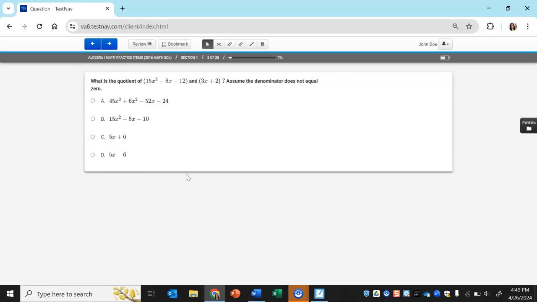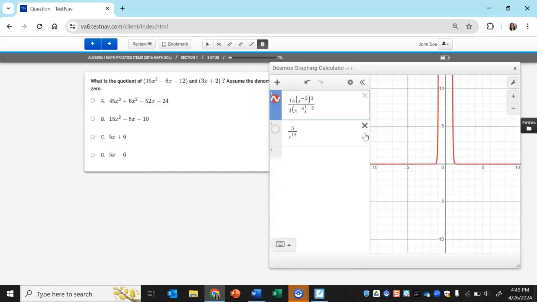All right, question number 3. What is the quotient? So the word quotient here means division. Okay, so what is the quotient? So there's a lot I can do with this problem. I'd have to factor this out, but I'm going to go ahead and show you guys how to do this in Desmos. We practiced a bunch of these in class as well, but I will show you, since this is a multiple choice, how we can maybe see which one is equivalent.